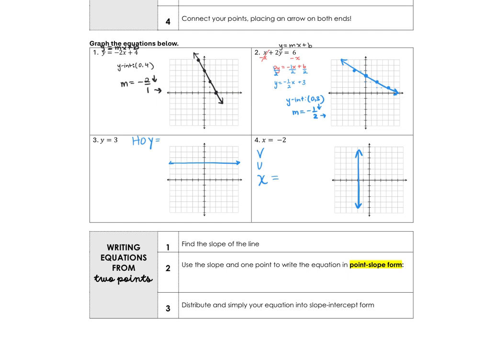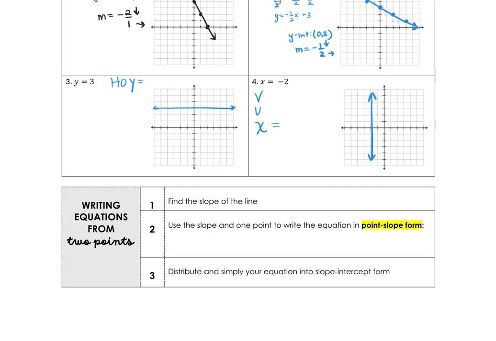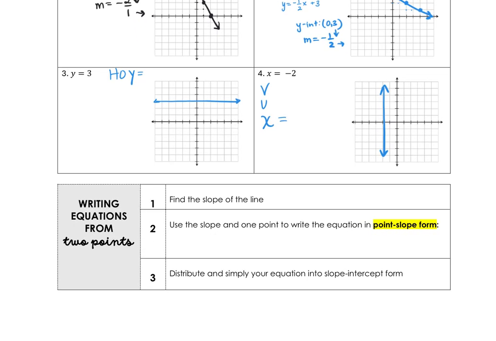Okay, then the next thing we're going to look at is writing equations from 2 points. You could be given this in a lot of different representations. You could just be given 2 points. You could be given a graph. You could be given a table. You could be given it in function notation, which we're going to go over. So no matter which format or which representation you're given, the process is going to be the same.